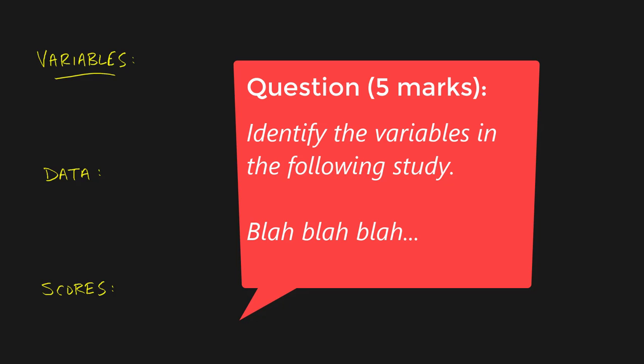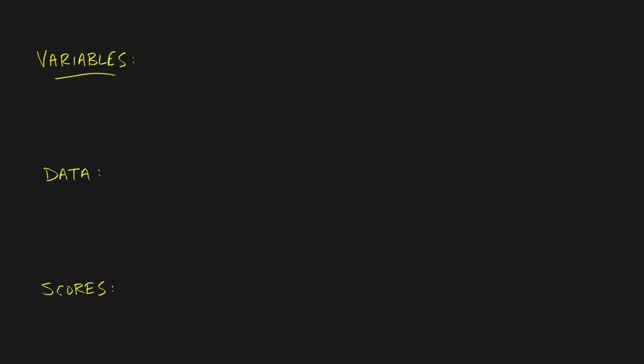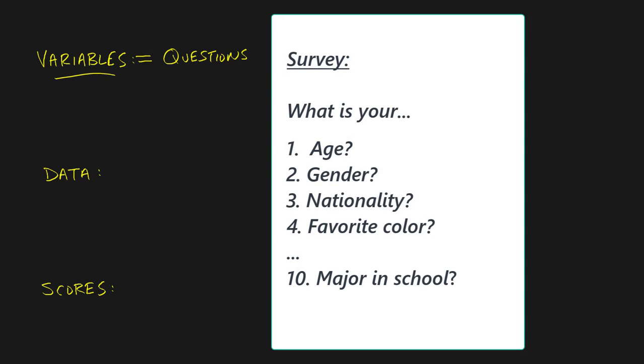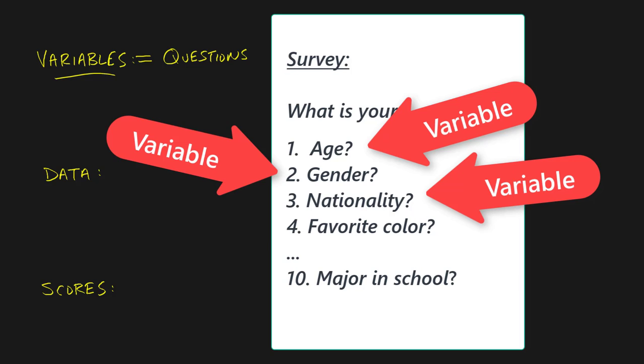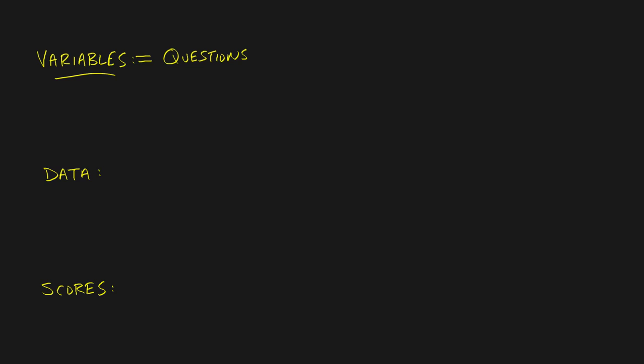Now, one of the easiest ways to identify variables is just to think about them as being questions. So if you were presented with a survey that had 10 questions that you're supposed to answer, that means that they are recording 10 variables. Each question, each thing that is being asked from the participants in a study is going to be recorded as a variable.